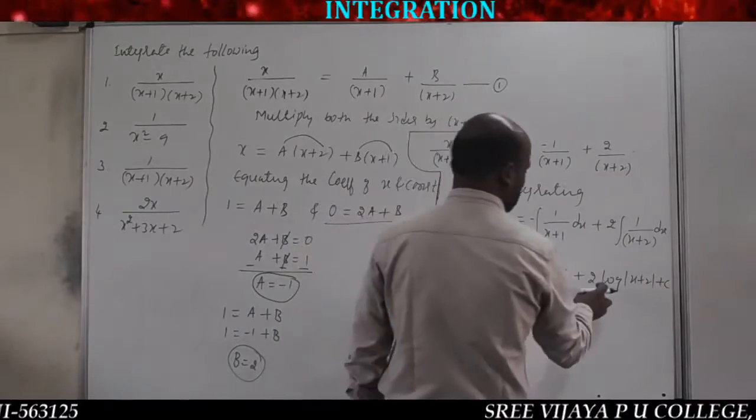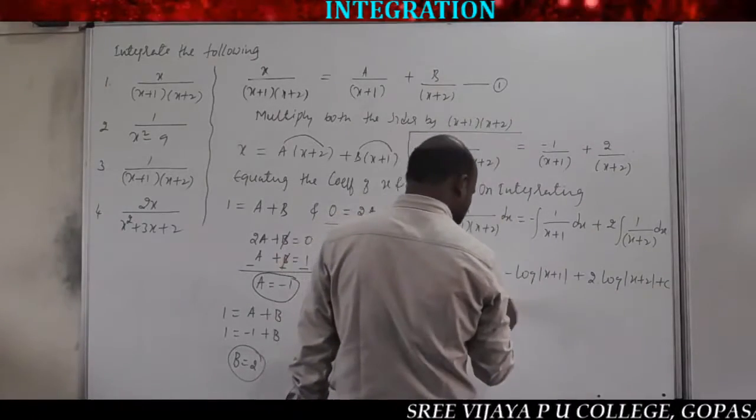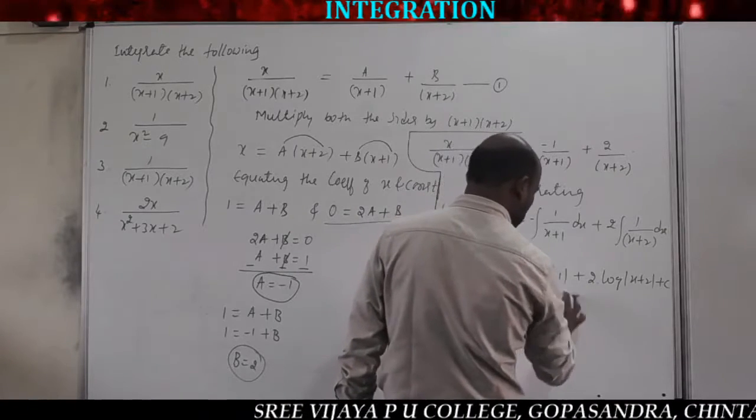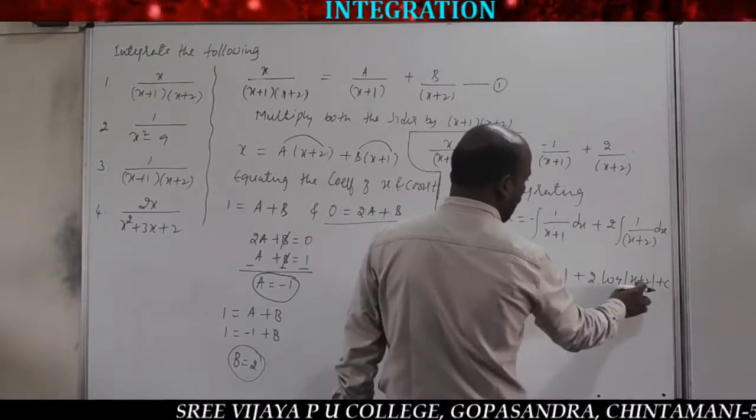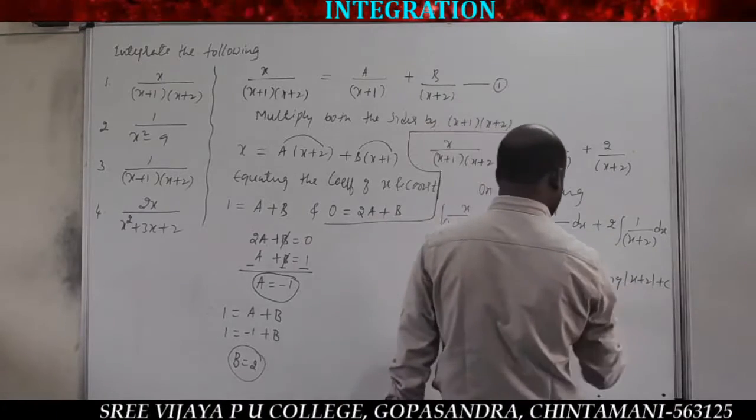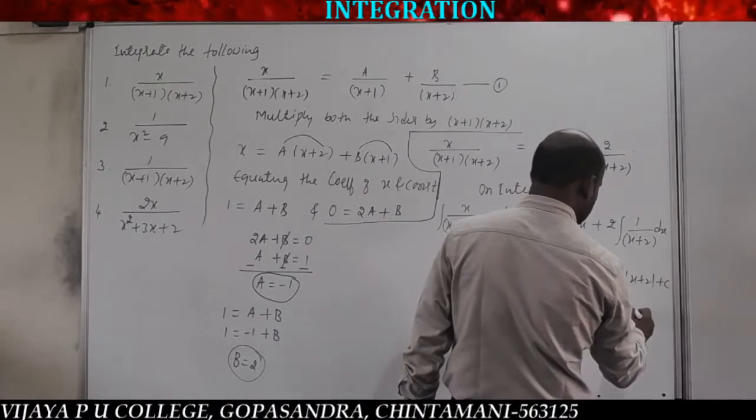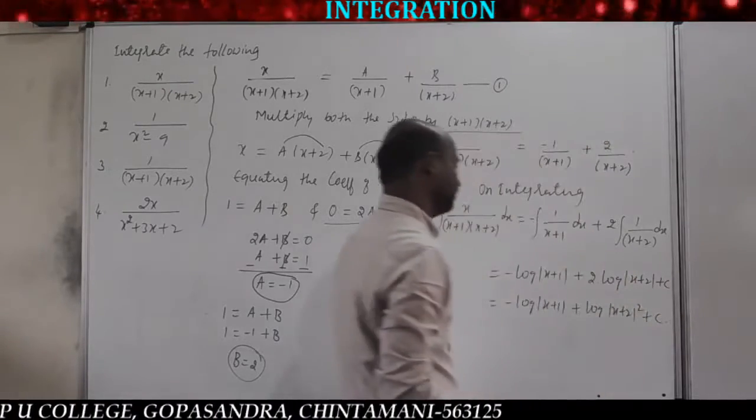So I think this is enough. Anyhow, minus log modulus of x plus 1. So n log m comes, and n log m becomes log m power of n. Log of (x plus 2) whole square plus c.